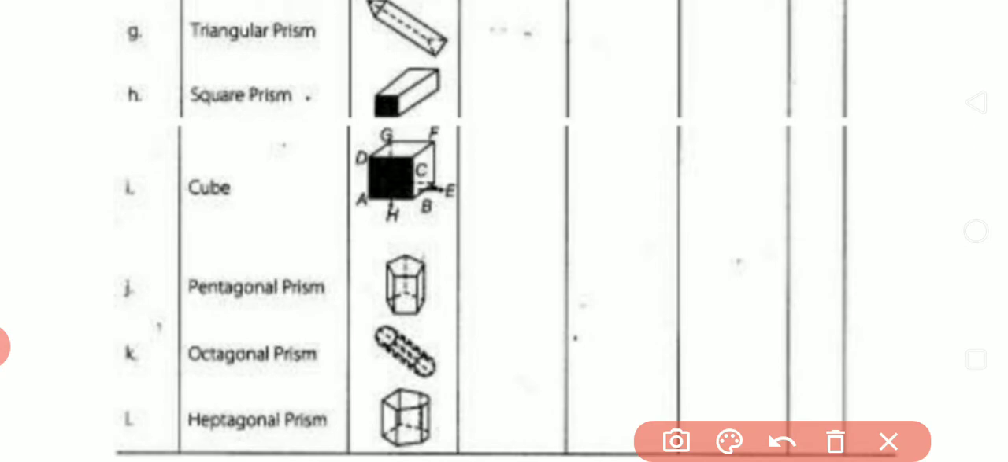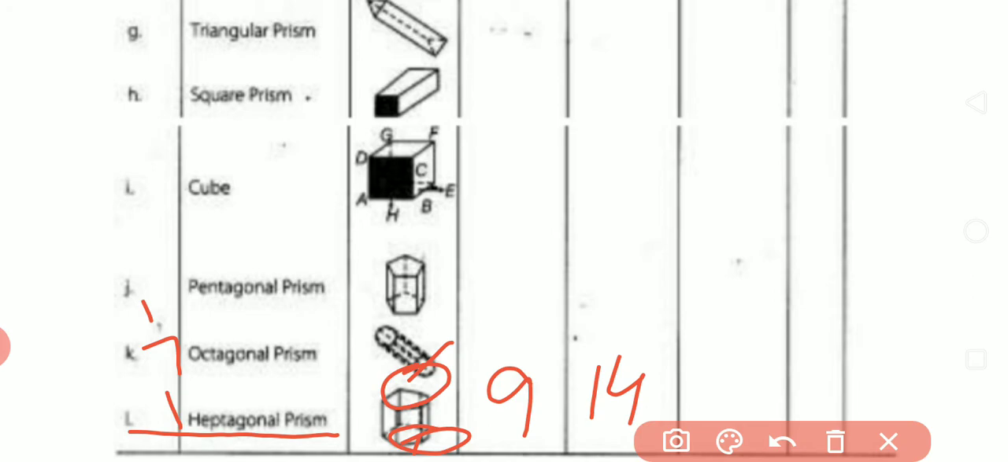Here is a heptagonal prism. A heptagon is made up of 7 straight lines, right? So top and bottom are heptagons, and sides are rectangles or parallelograms. How many faces will it have? 1 at the top, 1 at the bottom, and 7 side faces. So 9 faces. How many vertices? 7 at the top, 7 at the bottom, so 14.